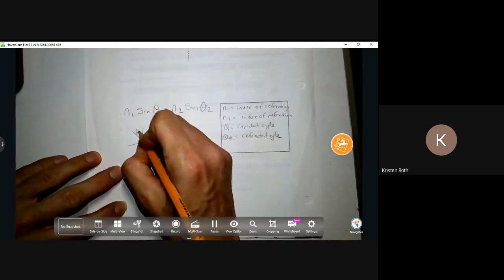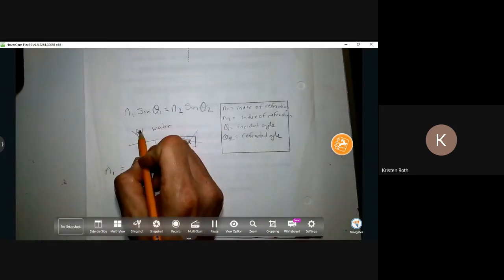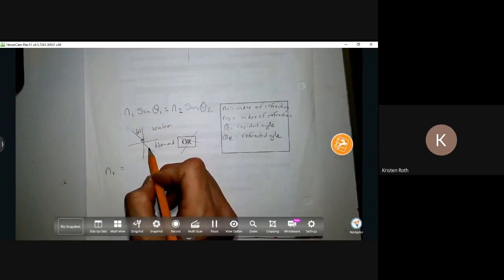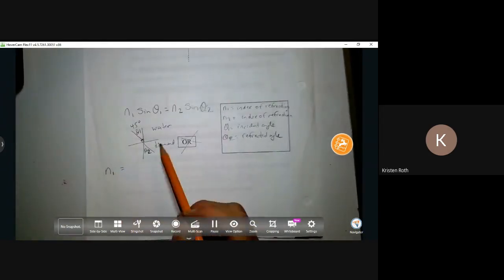So it's given us the angle of incidence. Normally I do I and R, I don't do the 1 and 2, but sorry, I'll do 1 and 2 for you guys just for now, because I don't want you guys to get confused. So 45 degrees. That question didn't tell us the index of refraction for water or diamond.